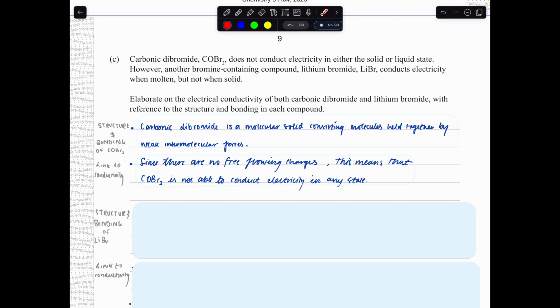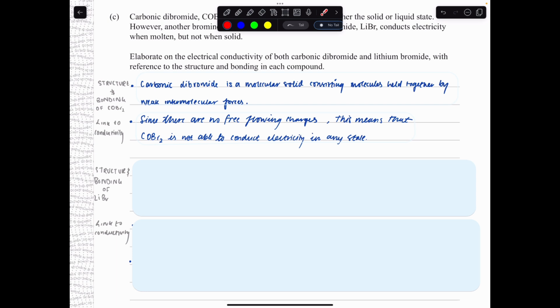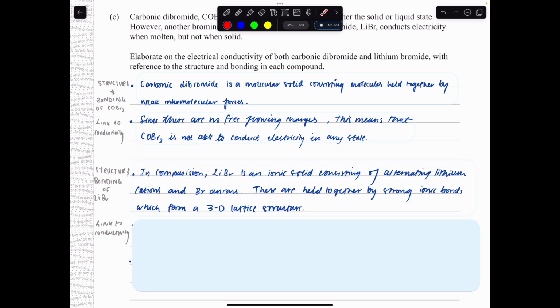Now we want to compare and contrast this to lithium bromide. So let's go ahead and do that. Let's talk about the structure and bonding first. In comparison, lithium bromide is an ionic solid consisting of alternating lithium cations and bromine anions. Lithium cations means that these are the positive ions. Anions are negative, okay? These are held together by strong ionic bonds, which form a 3D lattice structure, okay?